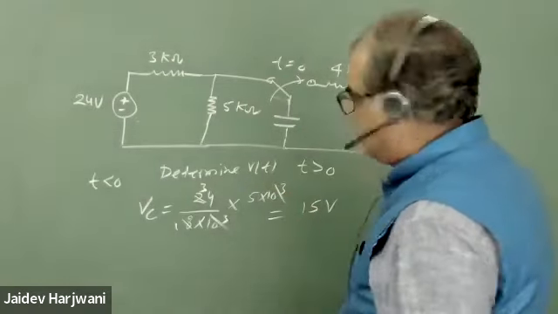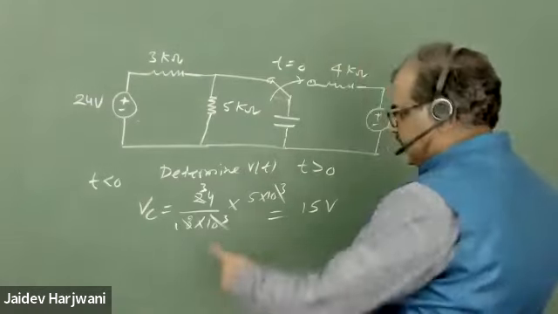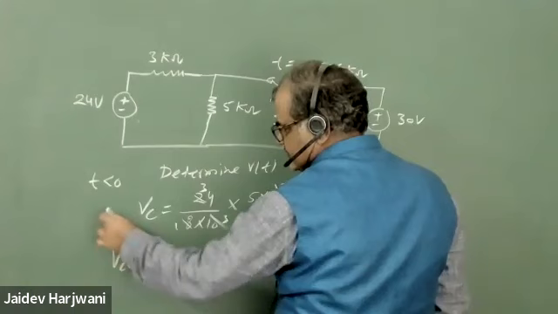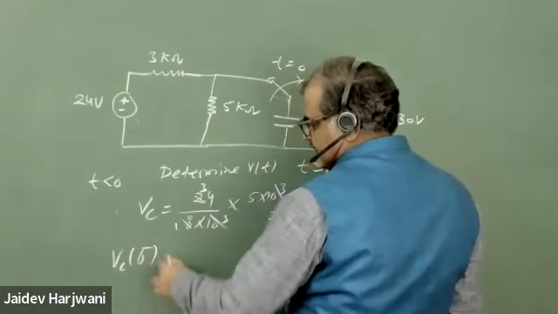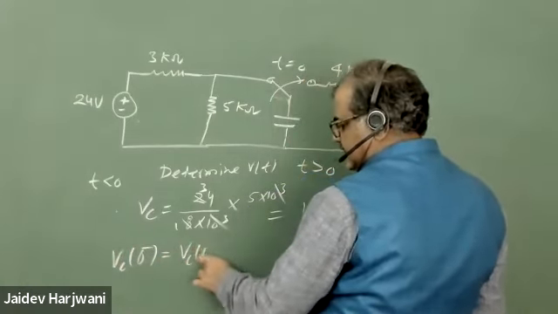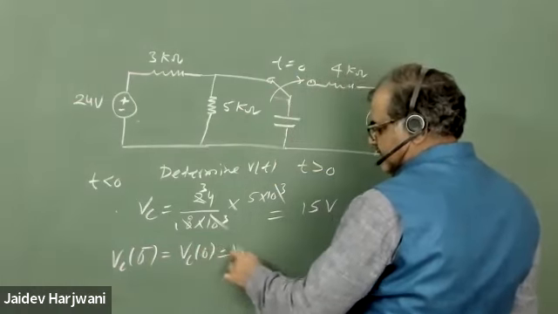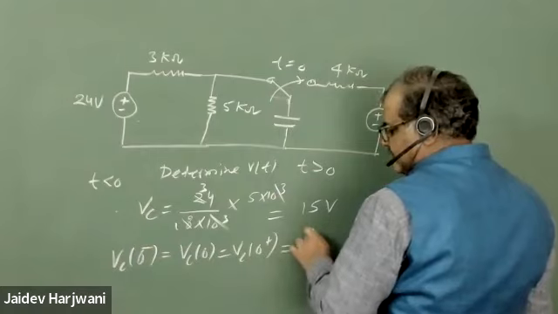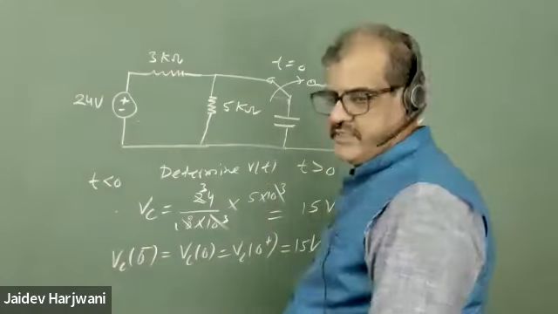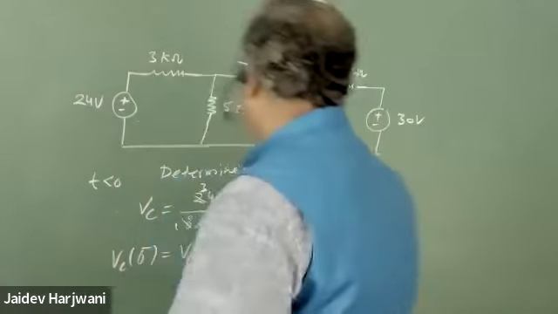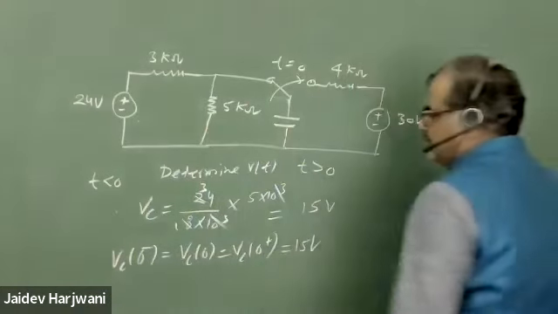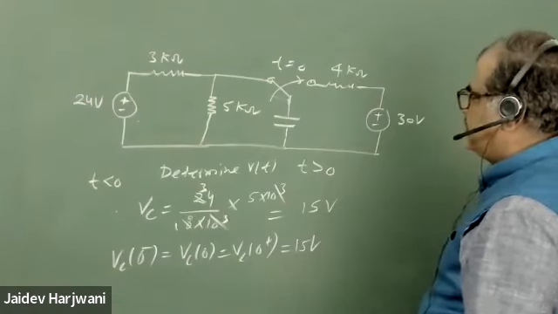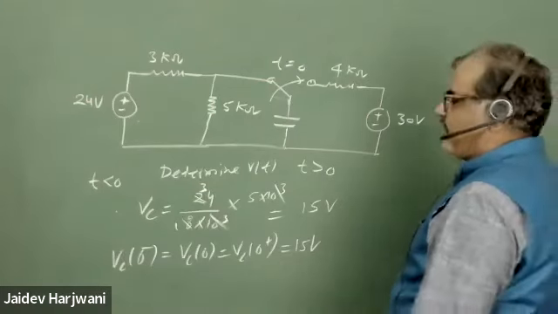Now this is VC at t less than 0 time, that is VC at 0 minus, and this will be the same as VC at time 0 plus. This will be maintained because capacitor voltage cannot change suddenly. Now, once you know your VC is 15 volt, the next thing is to find V infinite.